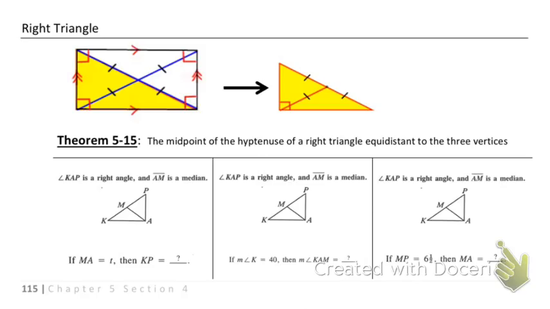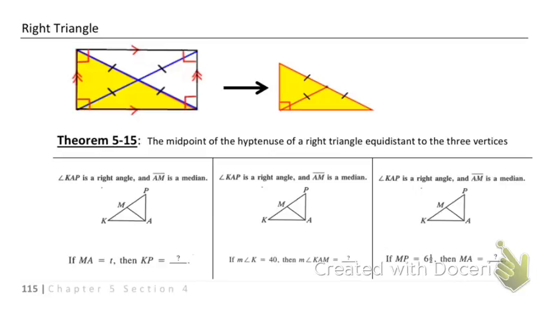All right. Here is probably the most missed thing on any test and homework. It is this theorem. Theorem 5-15 is probably the most missed because it's sometimes the hardest to see. 5-15 says the midpoint of the hypotenuse, got to meet all these requirements. It's got to be the midpoint. It's got to be the hypotenuse of a right triangle is equidistant to 3 vertices.